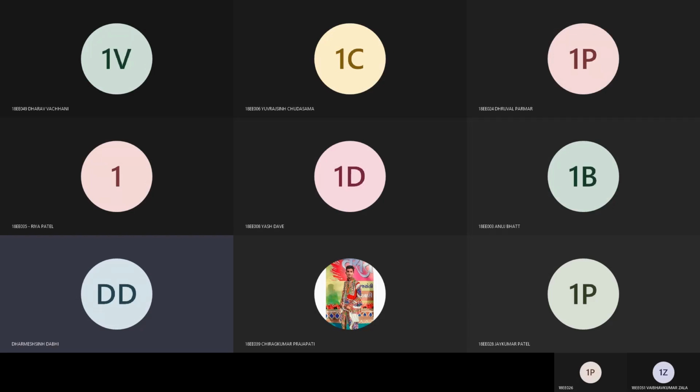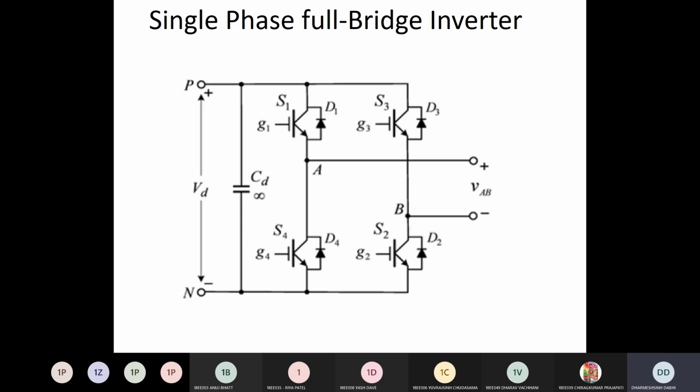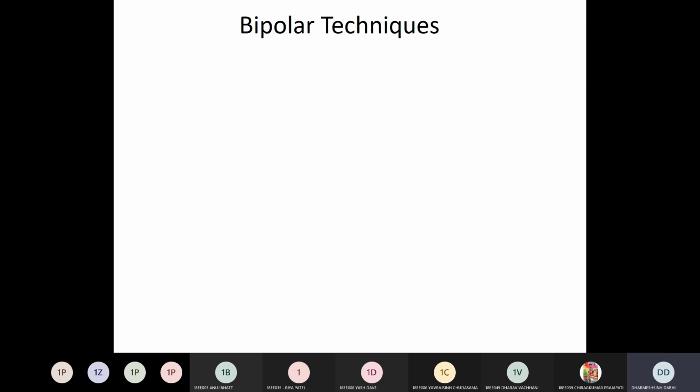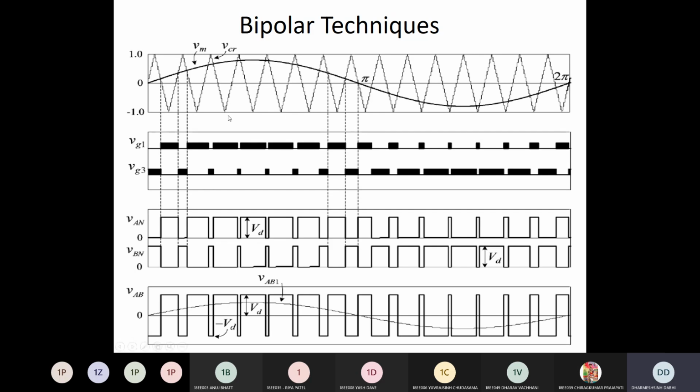The bipolar technique and the simulation of the bipolar technique. So let's again recall it. In the bipolar technique, we compare the high frequency triangular wave with the reference signal, which is a sinusoidal waveform. The logic is when your sine wave is greater than the triangle pulse, at that time generate the gate pulse.